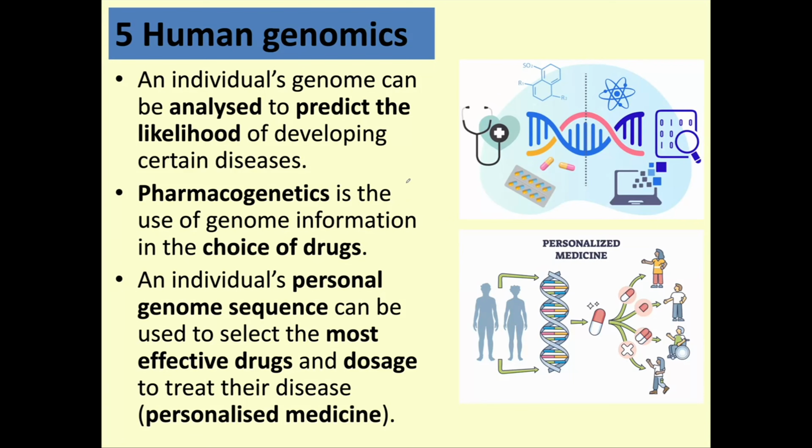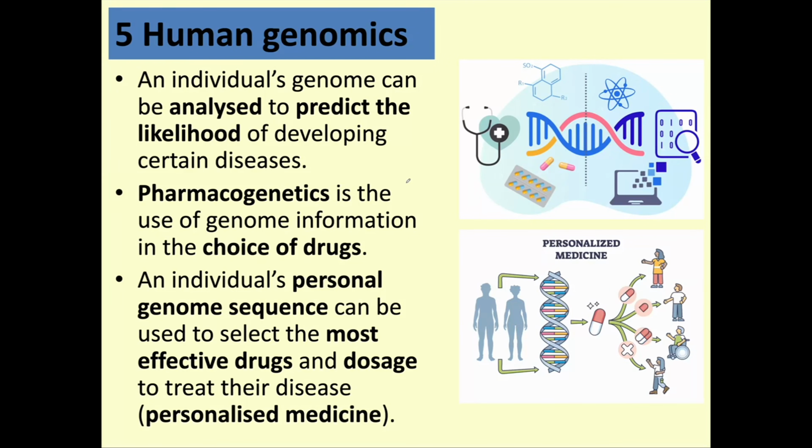And if you have that sequence within your genome, then they know that you are likely to develop that disease. And we can use pharmacogenetics, which is the use of genome information in the choice of drugs. What they can do is use an individual's personal genome sequence to select the most effective drugs at the most effective dosage to treat their particular disease.